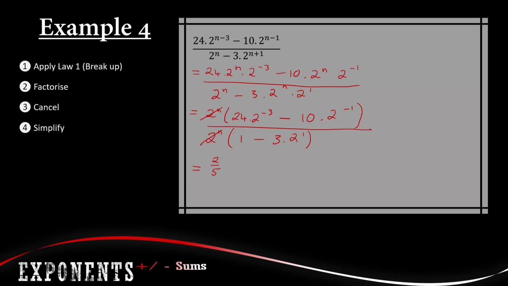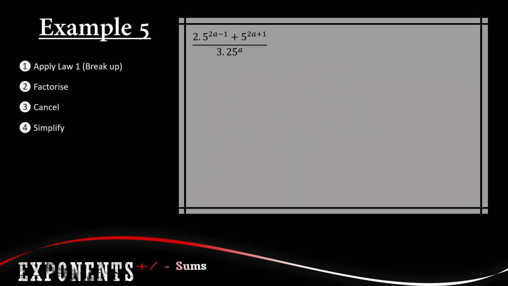All right. Last one. We start again by breaking up, and then this 25 can become 5 squared, to make the same base as the ones we have at the top. So 2 times 5 to the power of 2a, plus, and then breaking up, times 5 to the power of negative 1. You can just scratch that. Plus 5 to the power of 2a times 5 to the power of 1. And that's all over 3 times 5 squared to the power of a. Right, and then this becomes, that's a times there.